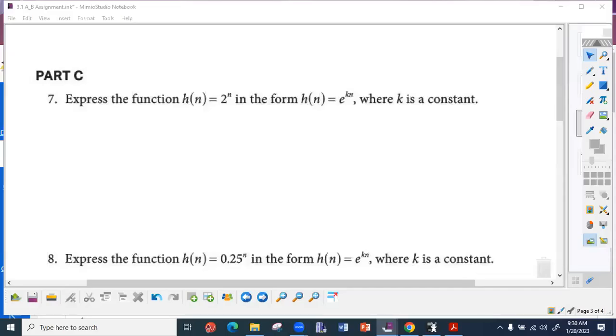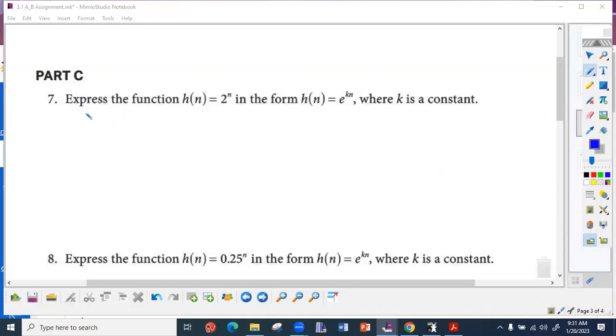Guys, so this is our 3.1 A and B assignment. We're going to be doing part C7 and part C8 together, and then we're going to be doing part D11 together, okay? Then the remaining assignments are all on your own, right? And it's due Monday before the end of school. Got it? When is it due? Monday before the end of school. Okay, here we go.